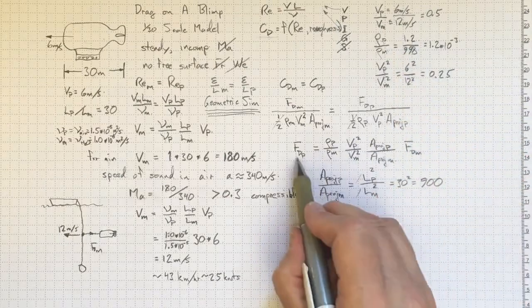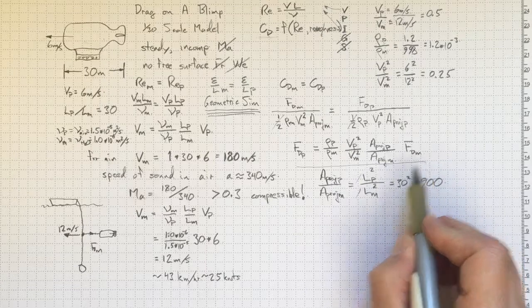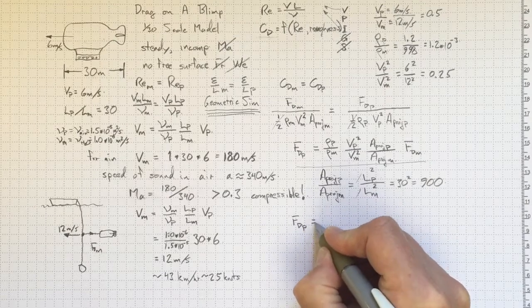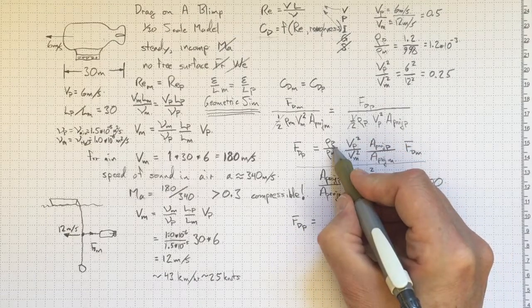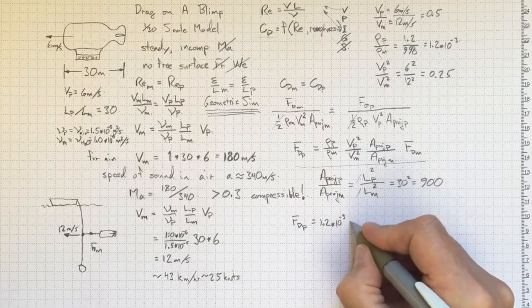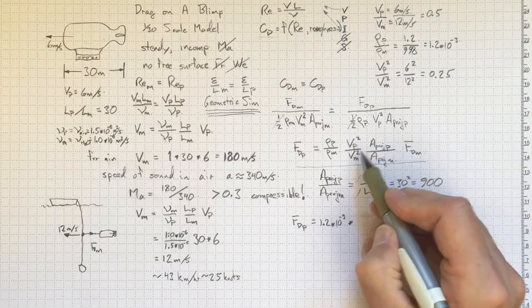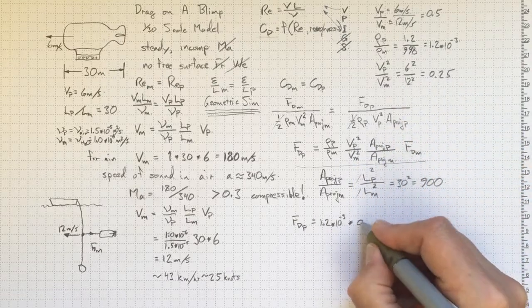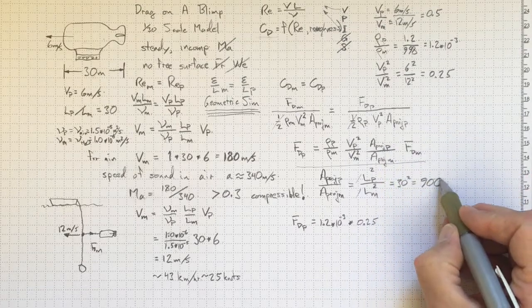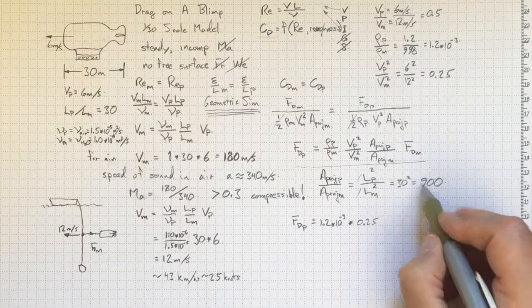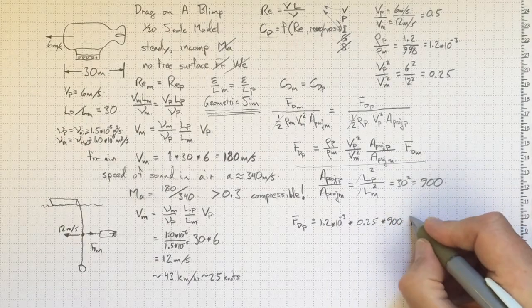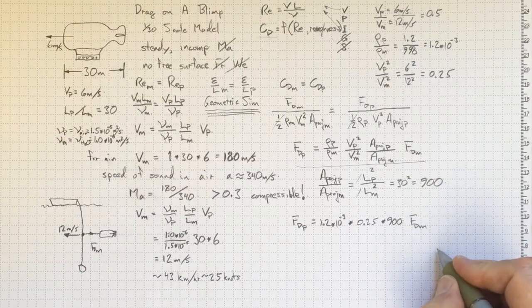So now we've got all the quantities that we need to plug into this formula for the force of drag on the prototype. Force of drag on the prototype will be equal to 1.2 times 10 to the minus 3 for the density ratio, times Vp over Vm squared, 0.25 for the velocity ratio, times the ratio here, 900, for the projected area ratio, times the force of drag on the model.